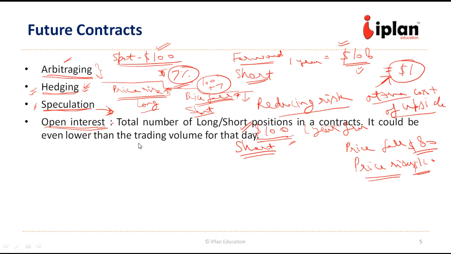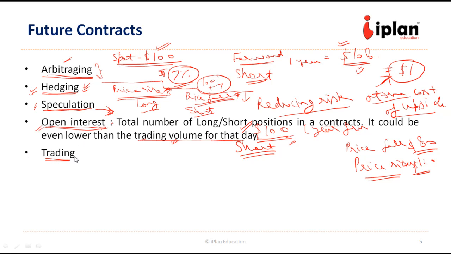The open interest could be even lower than the trading volume of the day, because we know that certain positions may be created in a day and they can be squared off. So they will become part of the trading volume, but they will not be part of open interest. So that is how they will be different.